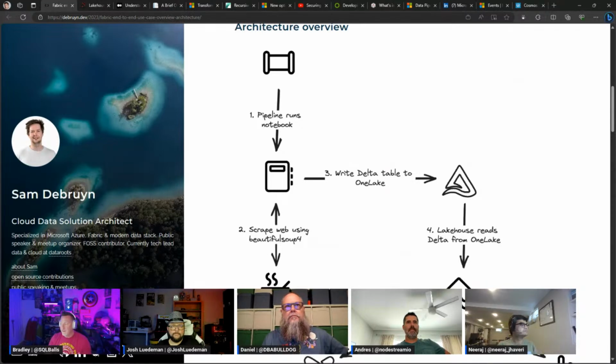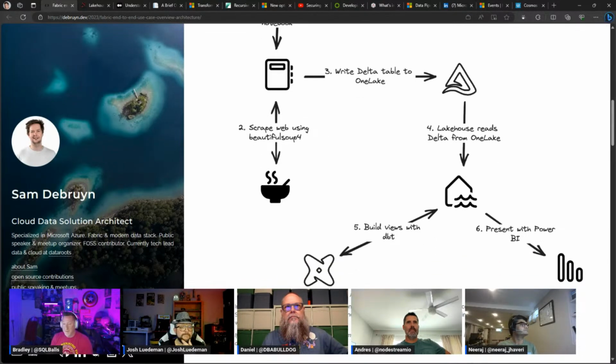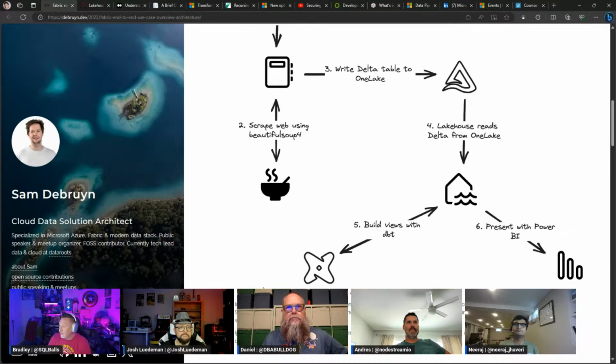It's going to be a pipeline that runs into a notebook, scraping web data using Beautiful Soup, writing to Delta Lake, and then being able to build views in his data warehouse and present in Power BI. But he's got all that data in his OneLake, and he's going to show you how you access it. And it's just a great end-to-end architecture. And so people want to follow this.